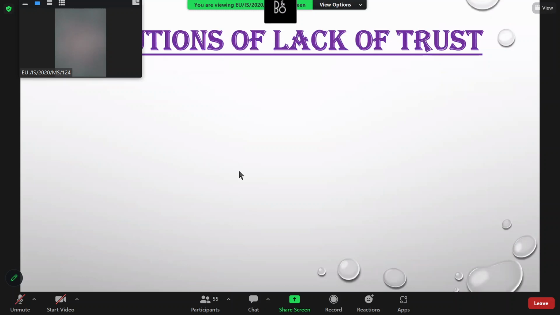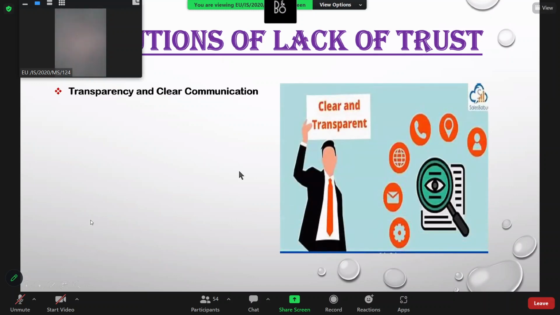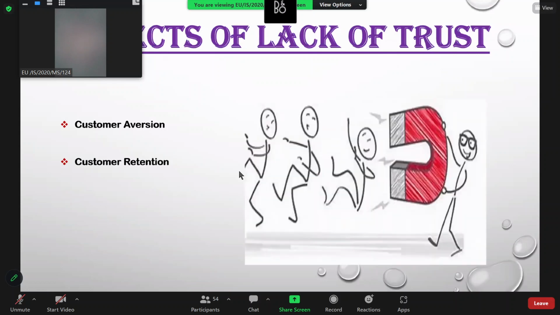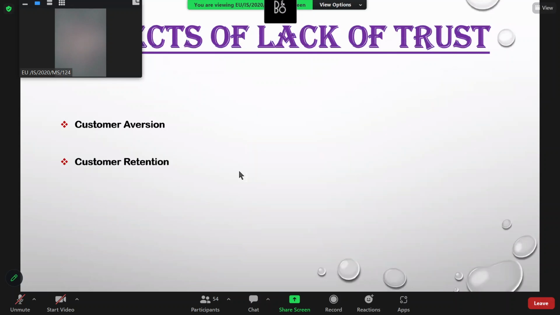The problem of lack of trust among the people towards general insurance companies can have several impacts on customer acquisition and overall business of the organization. First one, customer aversion.